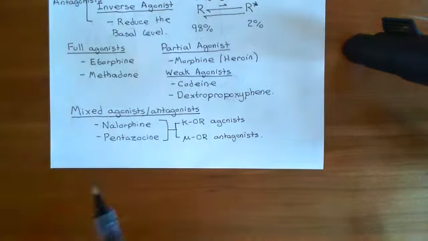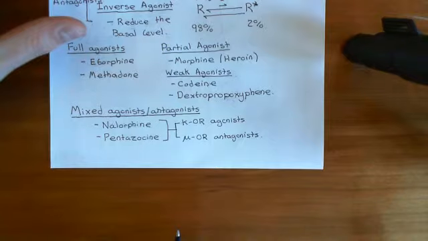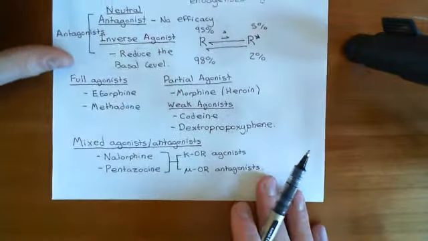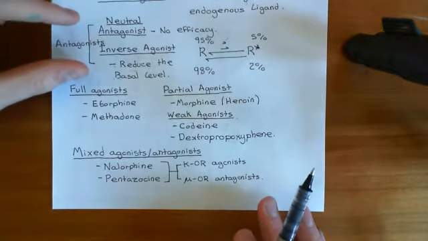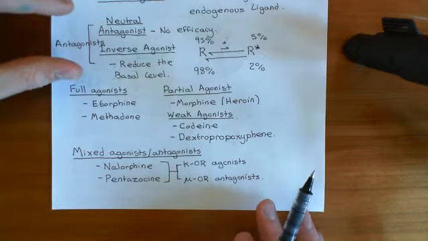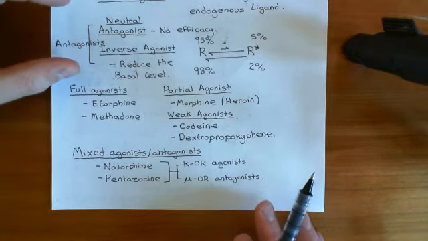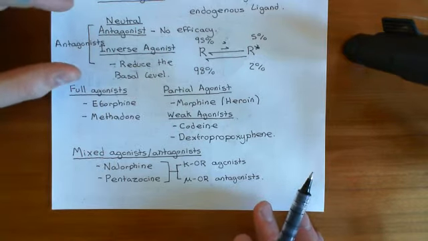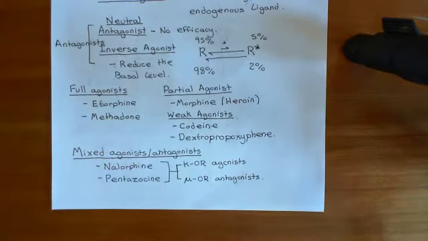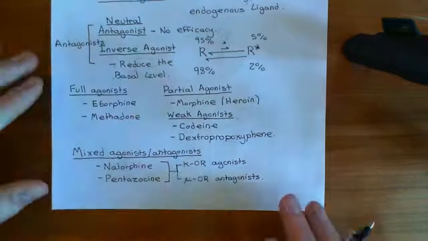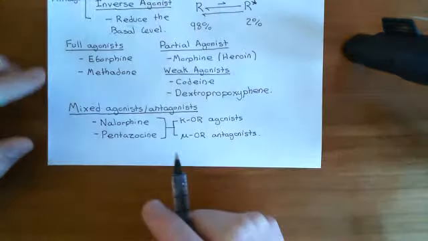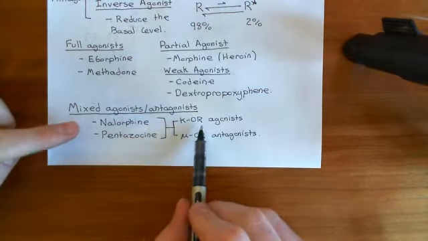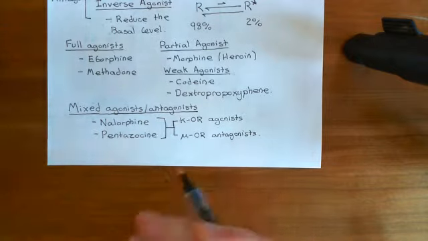So really the distinction between inverse agonists and neutral antagonists only becomes important in receptors where the basal level is non-trivial. And the archetypal example of that would be the histamine 2 receptor. But we're not talking about histamine 2 receptors, so it doesn't matter. Right. So these drugs are interesting because they will agonize one of the opioid receptors and antagonize another.